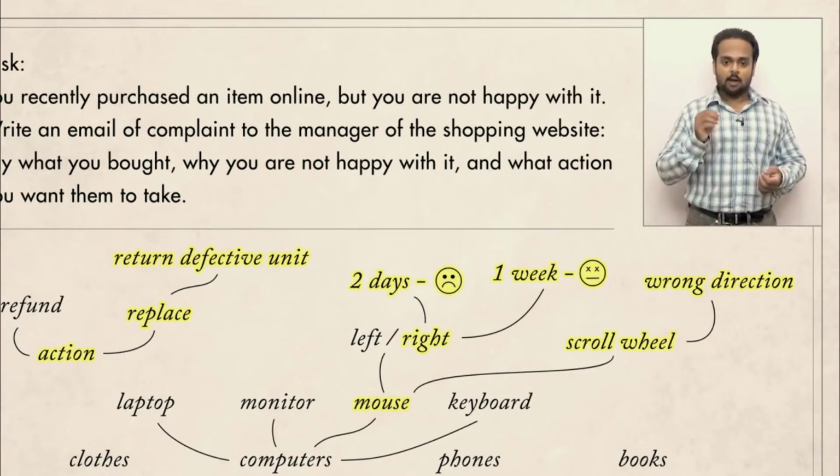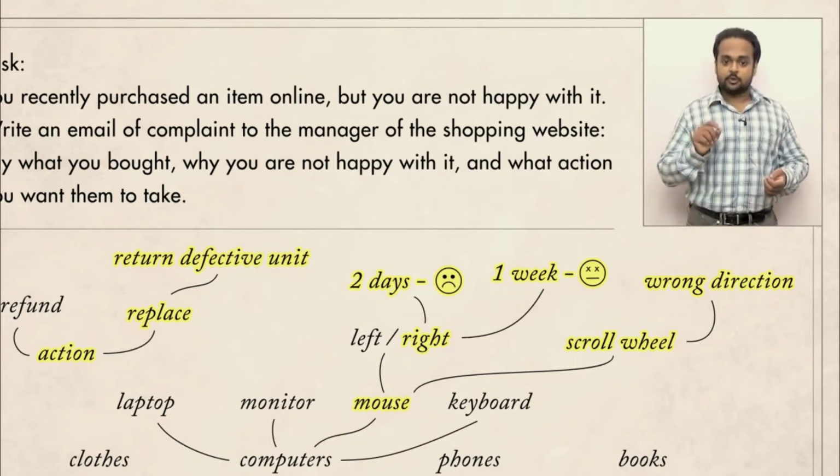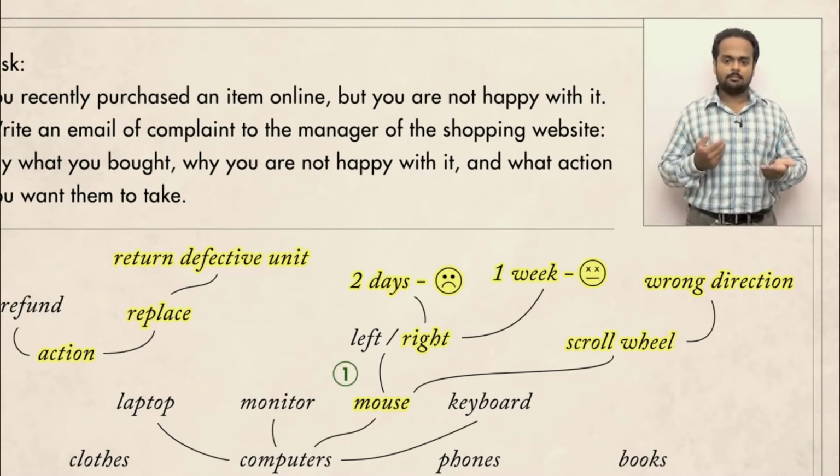When you do this on paper, you can underline the ideas you are selecting. So now, how do we organize these things? Well, first, I want to say that I bought a mouse online. It has two problems. One is that the right mouse button started having issues 2 days after it arrived, and now it's been a week and it has stopped working completely.